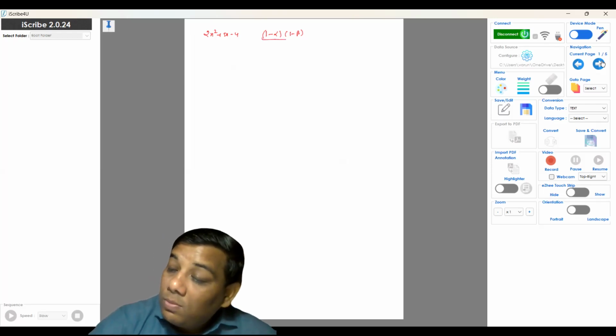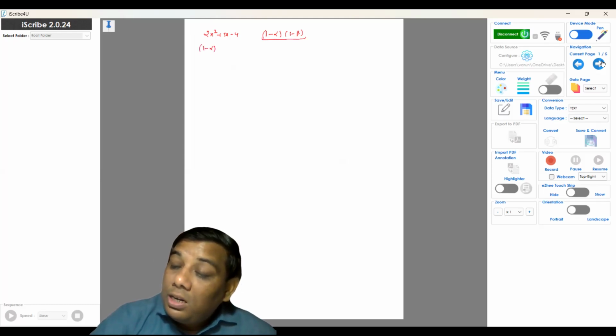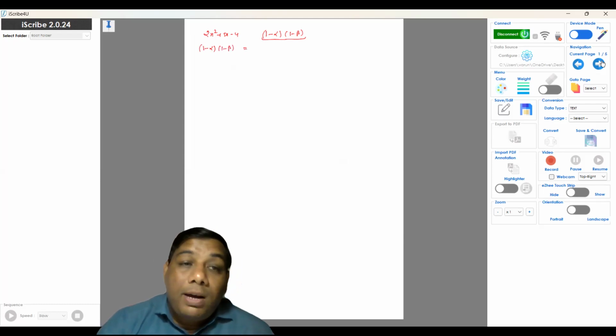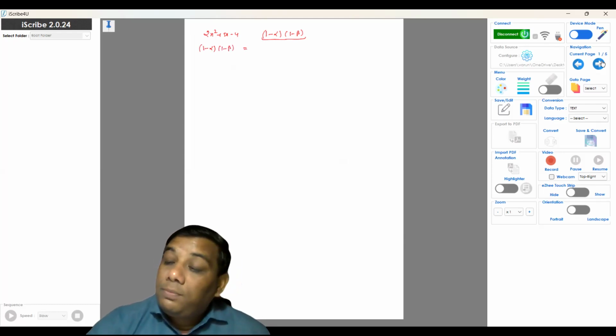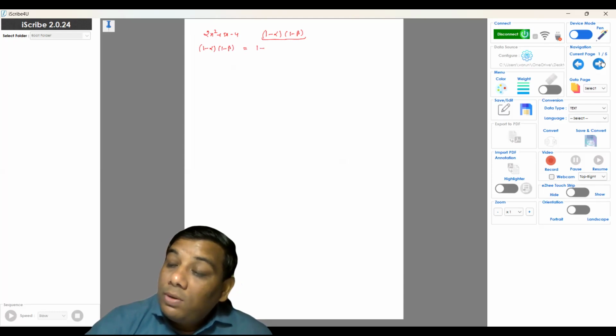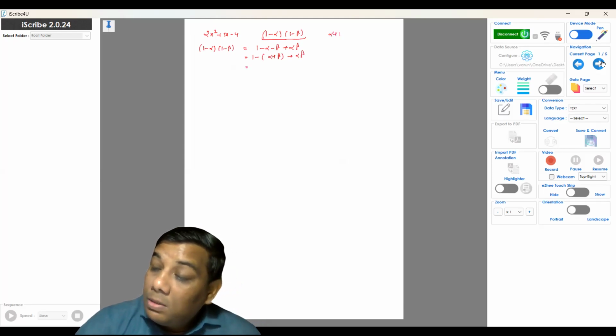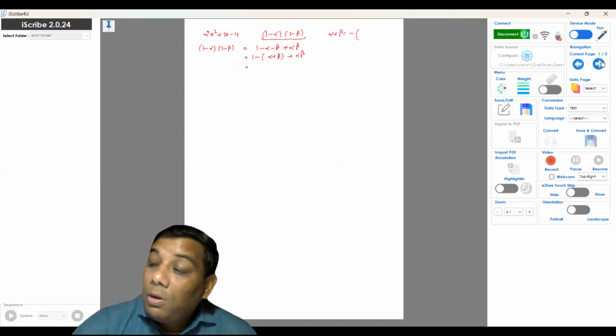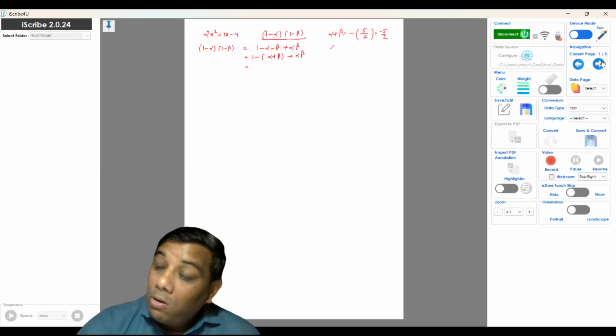Now in the last question, what I have told you, first convert this expression in terms of alpha plus beta and alpha into beta. Now the product of these terms is 1 minus alpha minus beta plus alpha beta. Now this is 1 minus alpha plus beta plus alpha beta. Now alpha plus beta is minus the multiple of x divided by the multiple of x square. This is minus 5 by 2. Now alpha into beta is the constant term divided by the multiple of x square. This is minus 2.